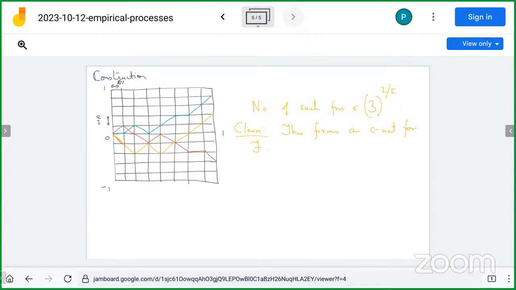So given any function, what can you do? Look at its value at the grid points, and then find the function within epsilon. So wherever the value lies, if it lies somewhere here, then you choose this one; if it lies here, you choose that. So you basically round it to the closest multiple of epsilon by 2, and so you get epsilon by 4.